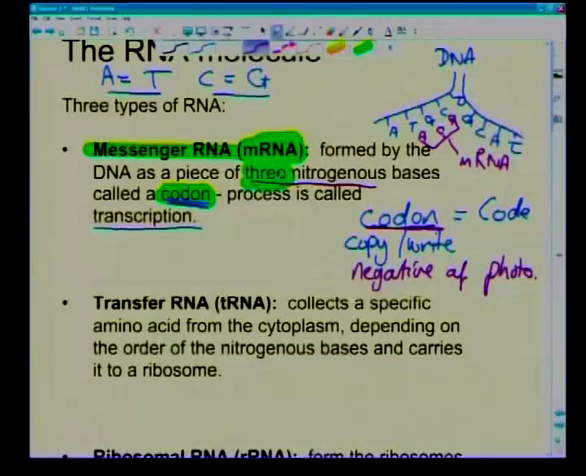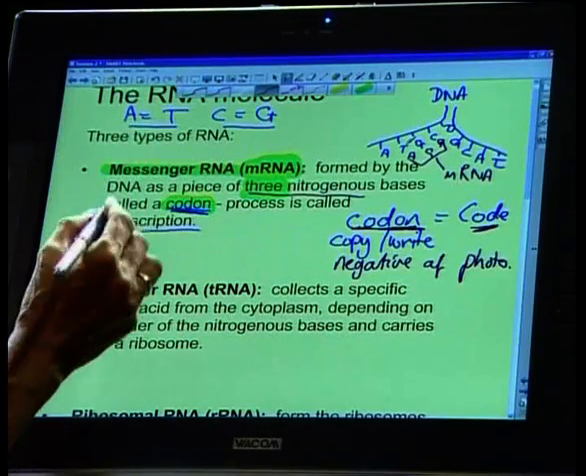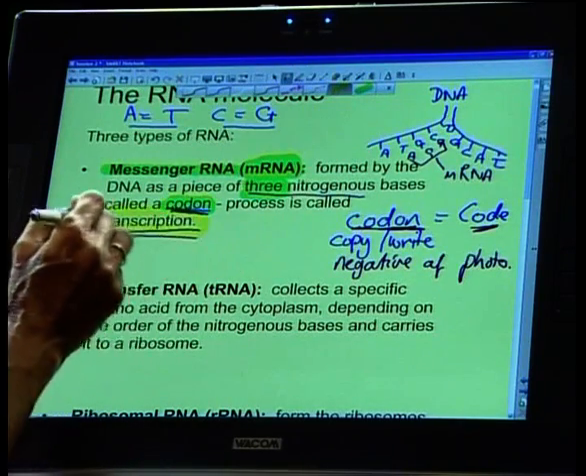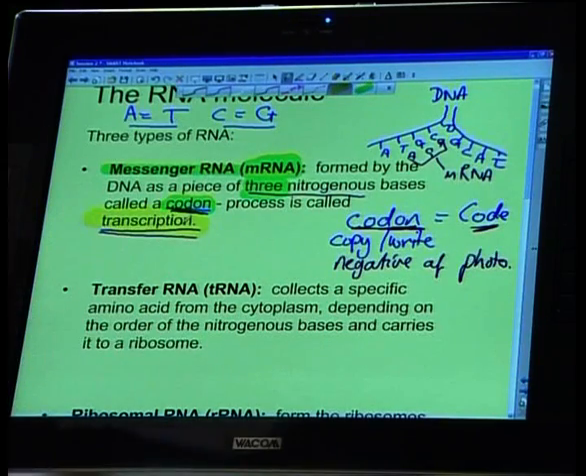What the messenger RNA is doing is it's taking groups of 3 nitrogenous bases. It's taking the code of the DNA, and it is copying them in a negative. So it's the opposite to. There's my messenger RNA. And this process, you must know, people, is called transcription. Trans means to move. Scription, it's the writing of it, and it is moving. Transcription.